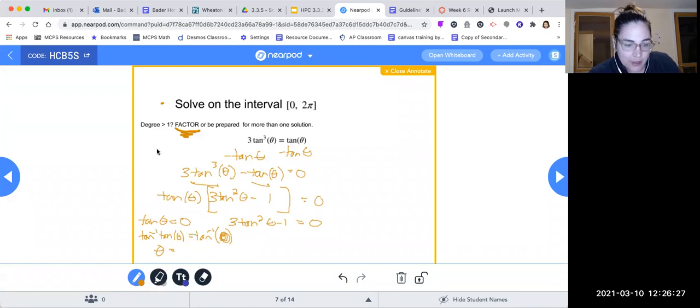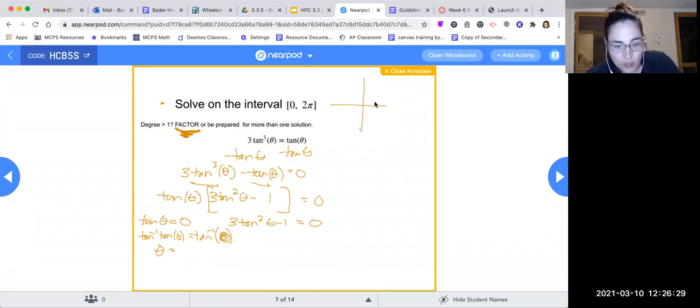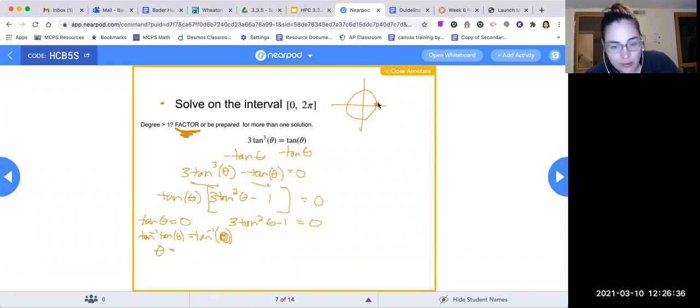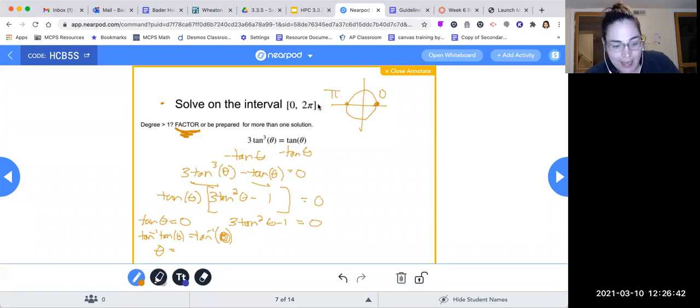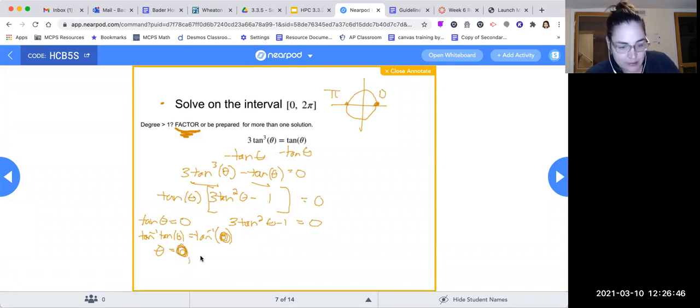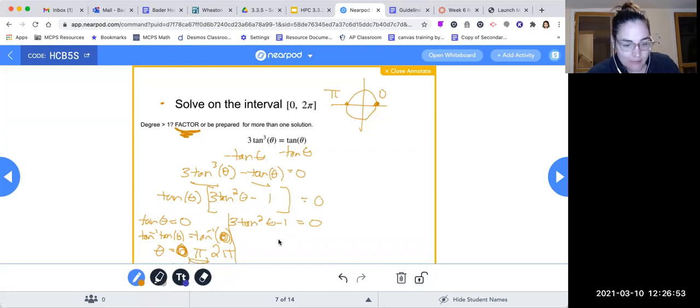So if I'm solving on the interval from 0 to 2 pi, that means one full rotation around the unit circle. So where is tangent 0? Tangent is 0 at 0, at pi, and again at 2 pi. So my answers will be 0, pi, and 2 pi. So that's part of my answers, but not all of it.